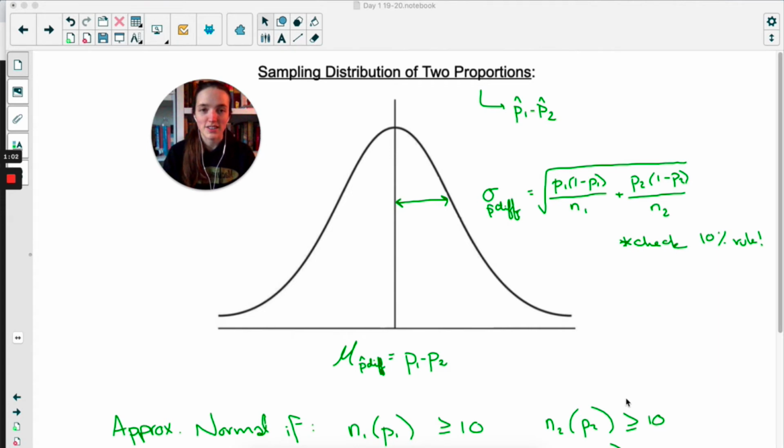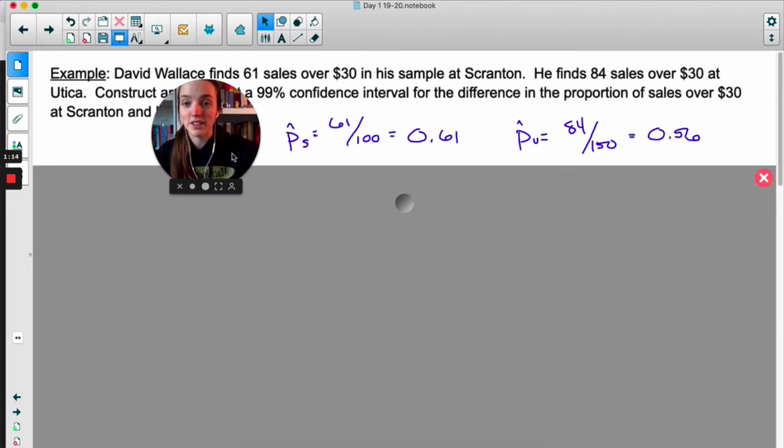We've got shape, we've got center, we've got spread. We're not going to spend much more time on this because it's exactly like when we did one proportion. It's just with two proportions. Instead, we're going to go on to an actual inference problem.